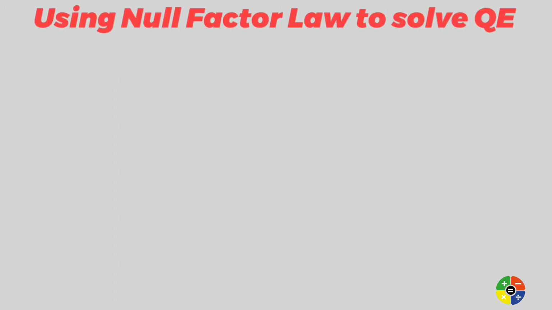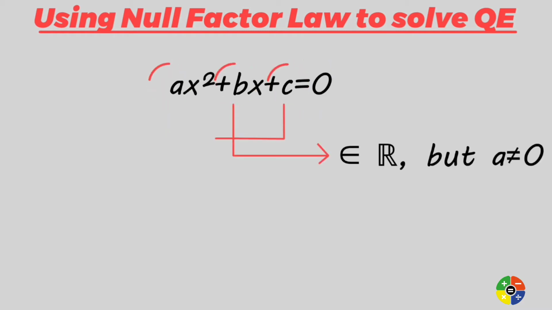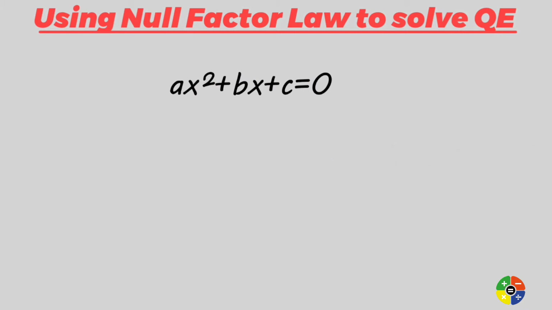In this video, you will learn how to solve quadratic equations by applying the Null factor law. A quadratic equation has the standard form ax squared plus bx plus c equal to 0, where a, b, and c are real numbers, but a is different from 0. Meaning, a, b, and c can take any real number value with the exception that a is equal to 0.